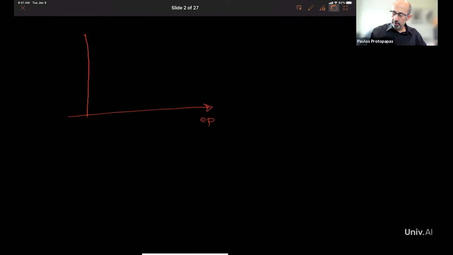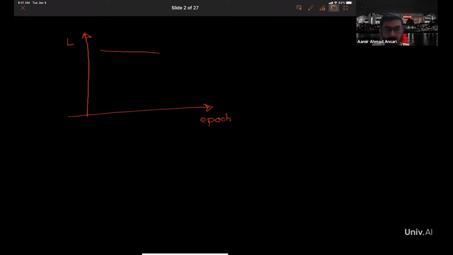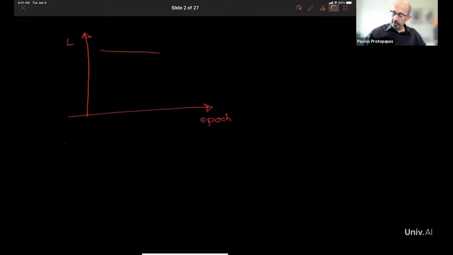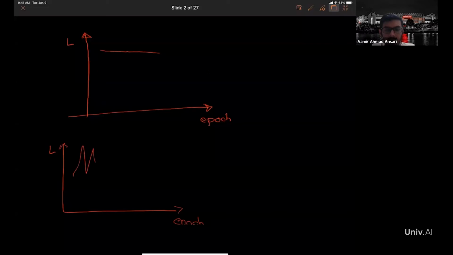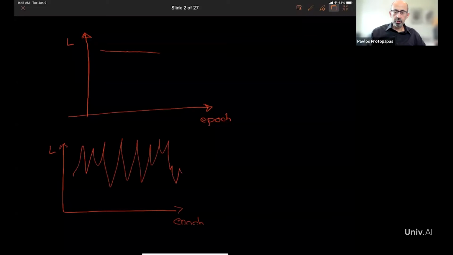So this is epoch, and this is the loss. Let's say I have this scenario. What do you think? Is that a good learning rate, or is it too small or too large? Too small. Okay. How about this scenario? I think we show a slide like that, right, Ignacio? Yes, we have. Actually, it's in the quiz question. Is that too small or too large? Too large.